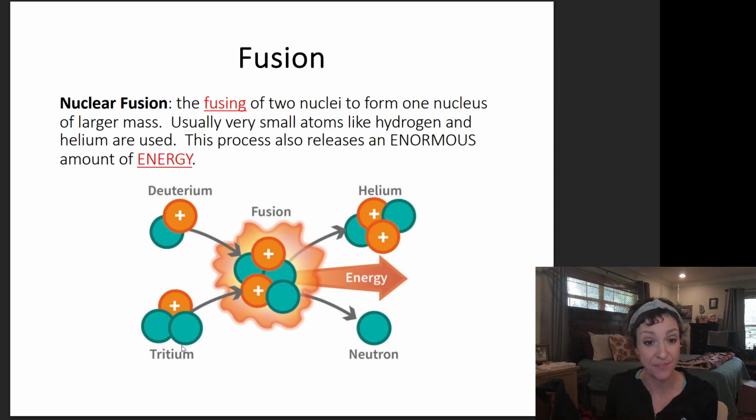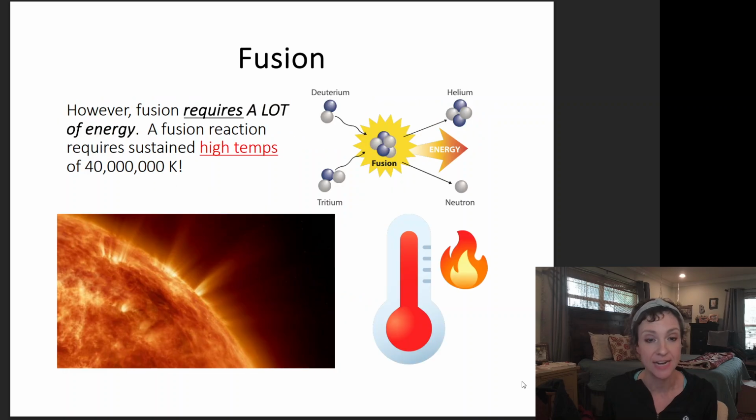Okay, so in the process of fusing these 2 hydrogen isotopes, I create helium and a neutron, and oh my gosh, here's the big key thing, it's releasing an enormous amount of energy in this fusion process. So that is amazing. However, fusion does not require a neutron bombardment like fission did.